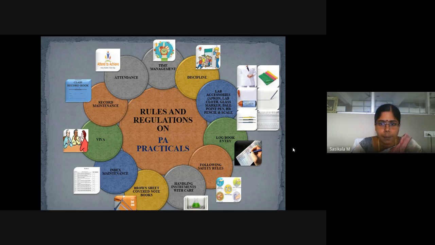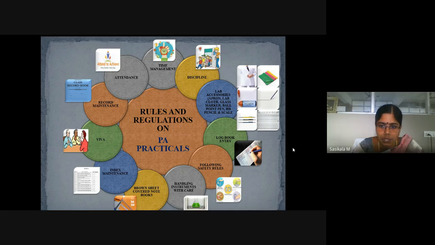Then a ballpoint pen; you cannot use an ink pen. You can use a ballpoint pen for practical classes, then an HB pencil and scale. Since you will be doing chromatographic analysis, the chromatogram will be drawn with pencil using a scale, everything. So these are the important accessories for the pharmaceutical analysis lab.